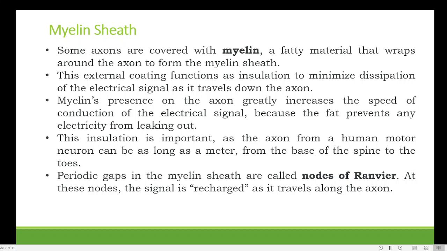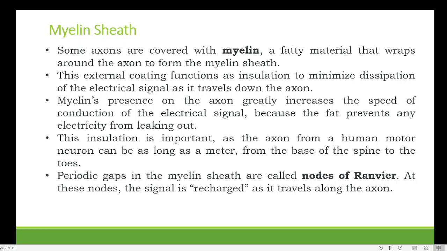And this insulation is important as an axon from a human motor neuron can be as long as a meter. So here you can see sometimes the length of an axon may be up to 1 meter. You can imagine, when a small cell is transferring a nerve impulse up to a distance of 1 meter, there could be a slight decrease in its electrical intensity. So electrical intensity can gradually decrease as we move away from the cell body. So in order to save maximum electricity, it is covered with a myelin sheath, which protects the electricity from being wasted.